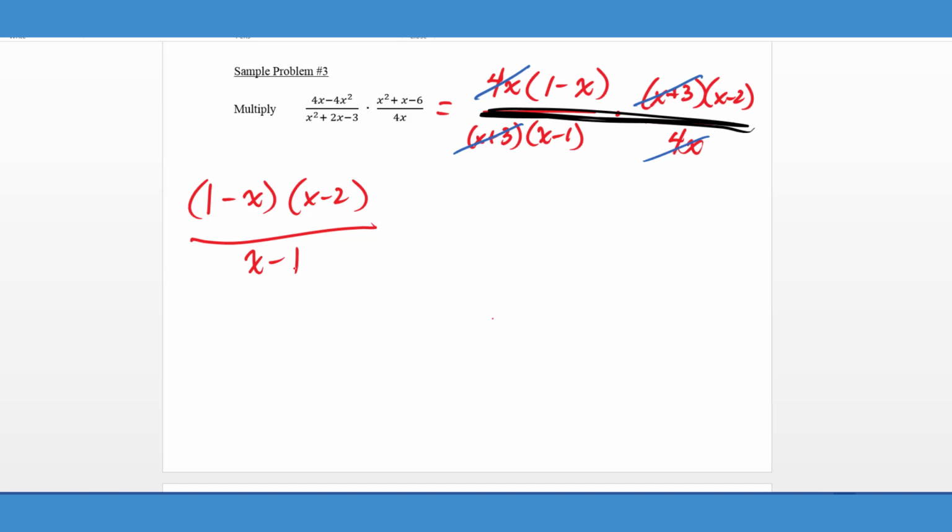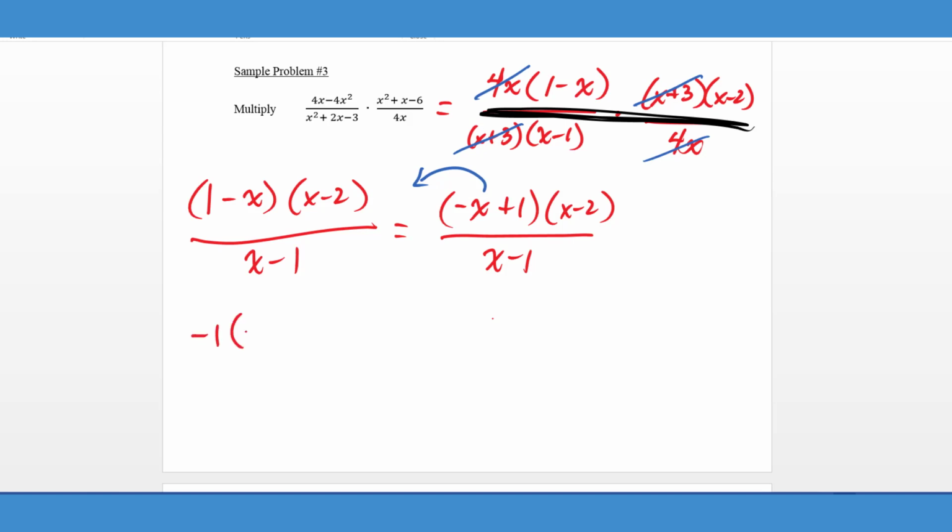Now we have this term 1 minus x. We have x minus 1 in the denominator, and they look like they have something in common, but they're not exactly the same term. So what you can do is you can see here that you could actually rewrite this first term in an order that looks familiar. And you can clearly see that the negative x plus 1 is not the same as x minus 1. However, you can actually factor out a common negative 1 from that first term.